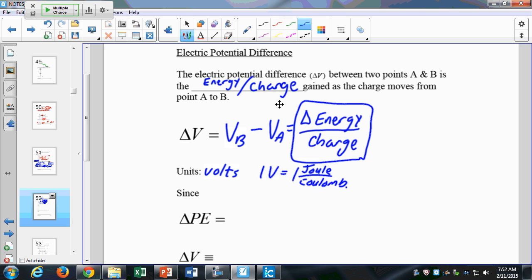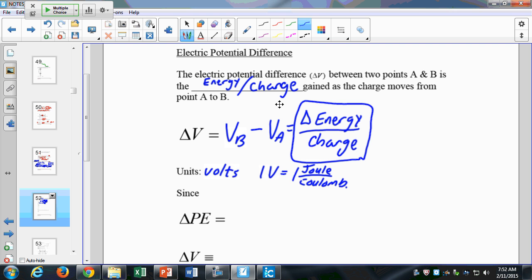Because potential is a measure of what for what? Everybody all at once? Potential is a measure of what over what? All together. It's a what? Energy per charge, right? It's energy per charge. So that's a very basic idea, but it's an important idea that potential is a measure of energy per charge.